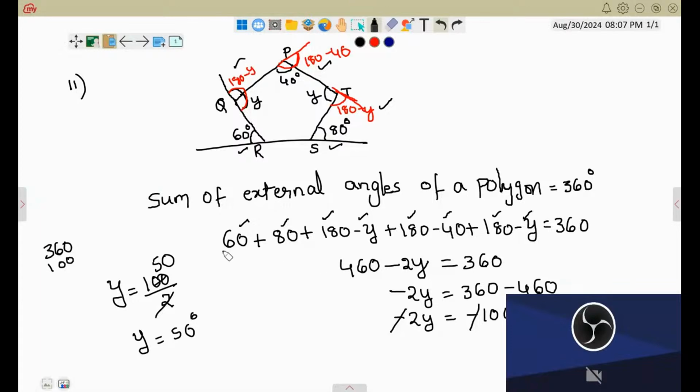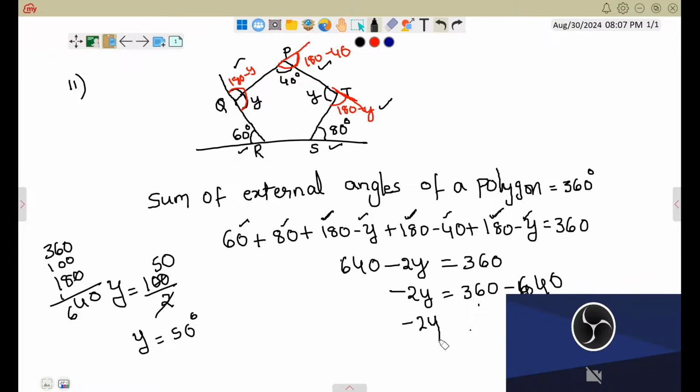Is there any mistake here? Check it. 180 plus 180 plus 180. What is the total? Oh, two 180s make 360, and one more 180 we have to add. So it is 640, not 460. It is 640. So on the other side it will be minus 640.